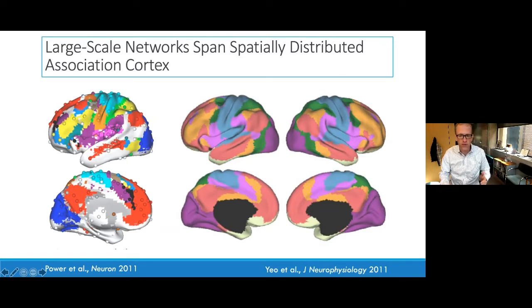And one important facet is that while these sensorimotor networks, like this one in blue, tend to be very spatially compact, functional networks in association cortex, such as the frontoparietal system here in yellow, or the ventral attention system here in this bright purple color, are really spatially distributed. And today, most of the work I'm going to present focuses on the development of these large-scale, spatially distributed association networks.